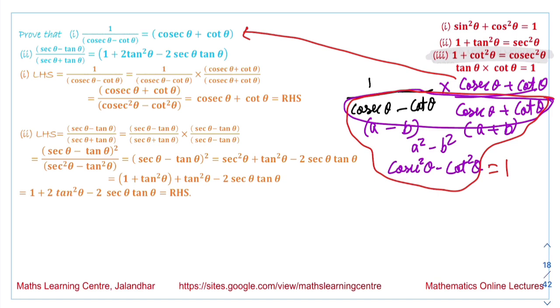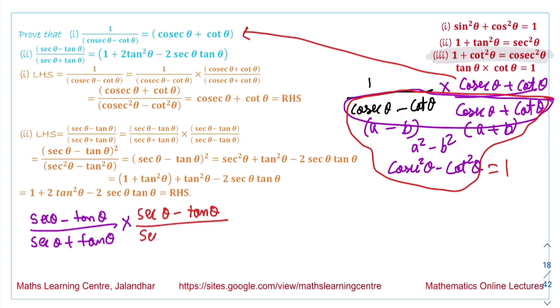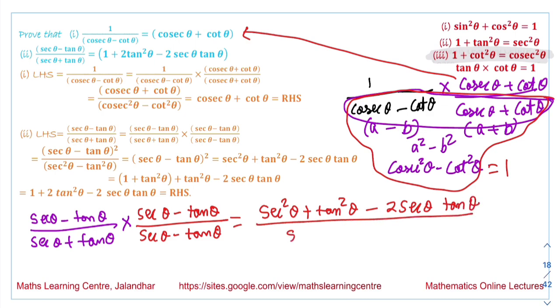Now for the second part, we are saying it is secant theta minus tan theta over secant theta plus tan theta. We multiply and divide it with secant theta minus tan theta over secant theta minus tan theta. So the numerator will become whole square. We open this square, we will get secant square theta plus tan square theta minus 2 secant theta tan theta over secant square theta minus tan square theta.